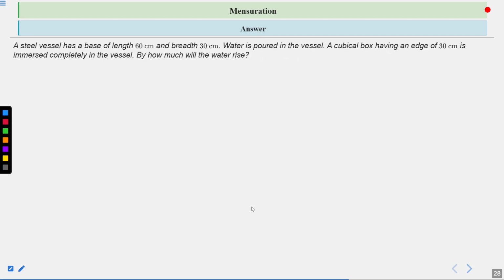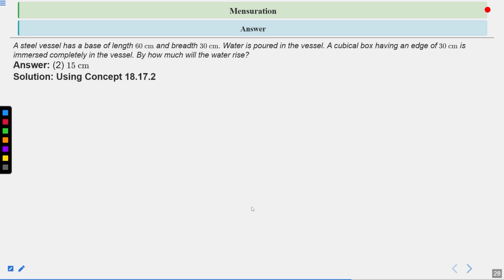So the question says that a steel vessel has a base of length 60 centimeter and breadth 30 centimeter. Now the question is, water is poured in the vessel. A cubical box having an edge of 30 centimeter is immersed completely in the vessel. By how much will the water rise? So we can calculate it by using the formula. So the correct answer of this question is the second one, which is 15 centimeter.